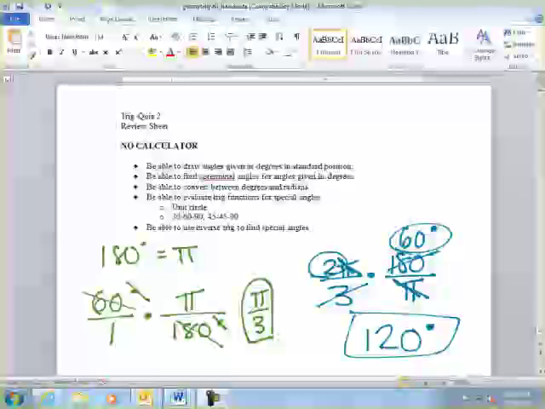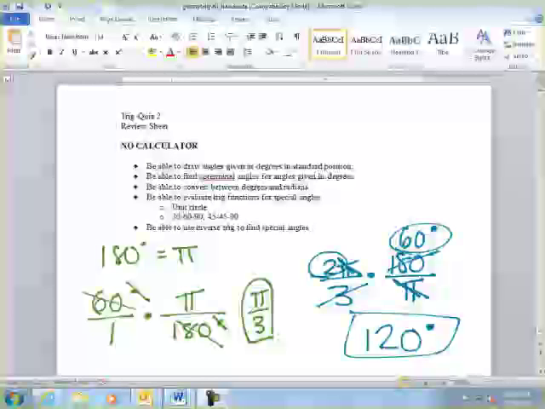The next bullet point says be able to evaluate trig functions for special angles using our unit circle and our 30, 60, 90, 45, 45, 90s. The bummer of Monday quizzes is that they often get forgotten about over the weekend. So I urge you to not forget about this because there's a lot of stuff you have to have memorized for this quiz. You have to know our conversion, what 180 equals pi. You have to know your unit circle and be able to draw that.